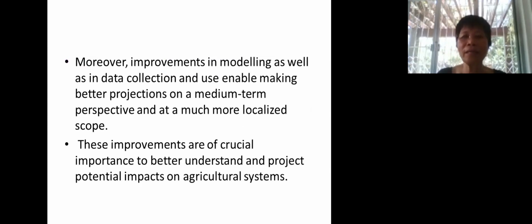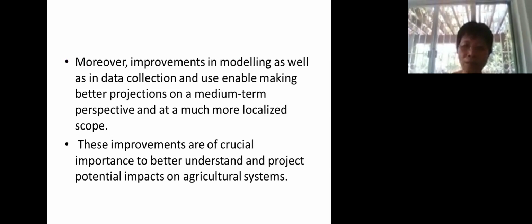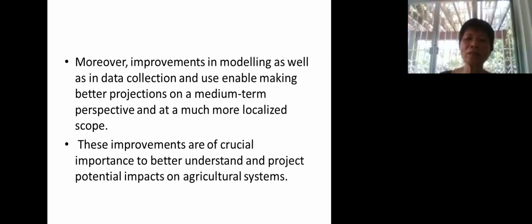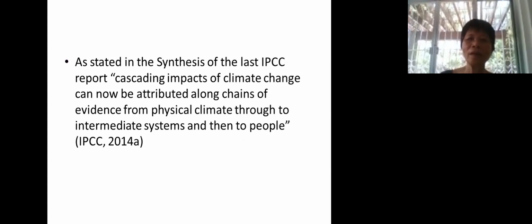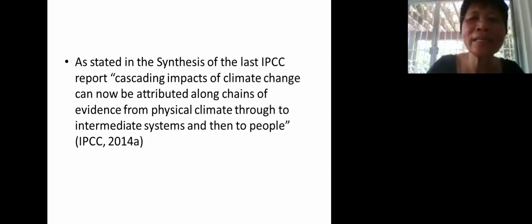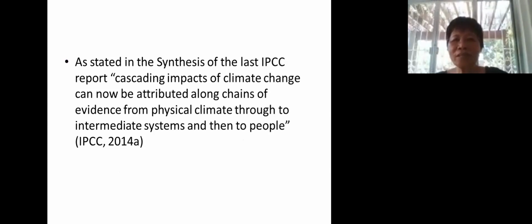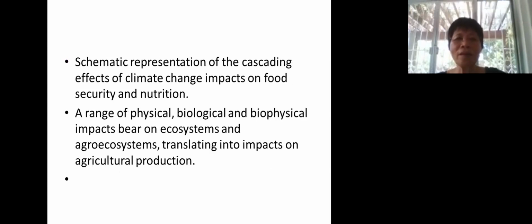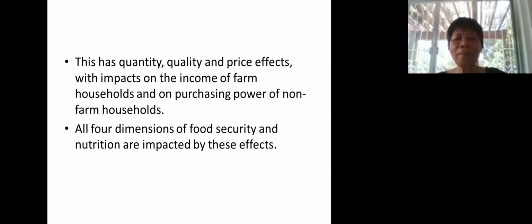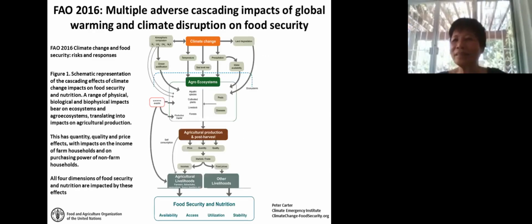Moreover, improvement in modeling as well as in data collection and use enable making better projections on a medium-term perspective and a much more localized scope. These improvements are very crucial to understand and project potential impacts on agricultural systems. According to the latest IPCC, there are cascading impacts of climate change that can be attributed along chains of evidence of physical climate through intermediate systems and then to people. Now I'm going to show you this schematic. This is the schematic diagram on the impact of climate change.